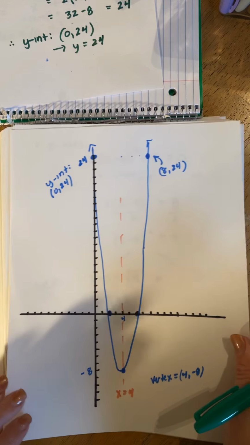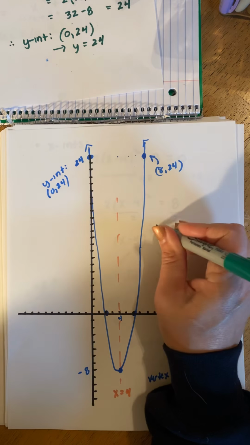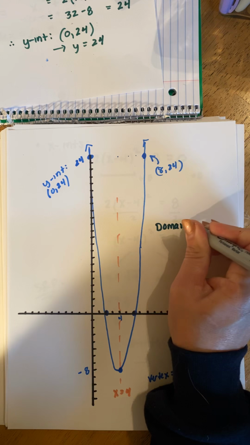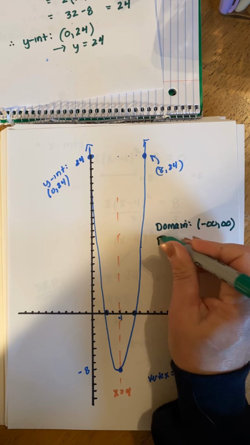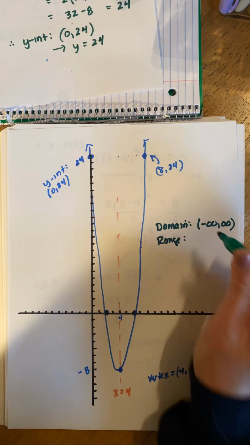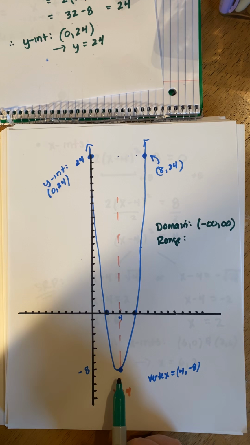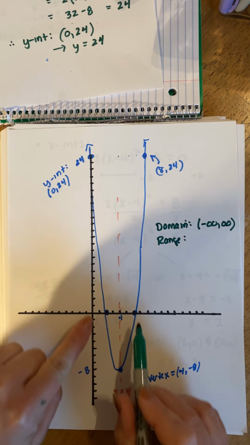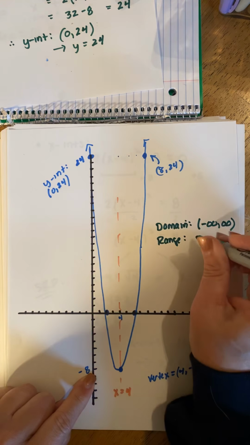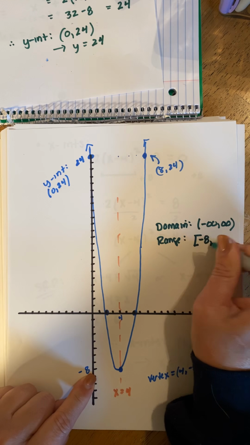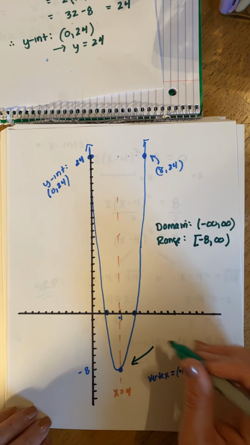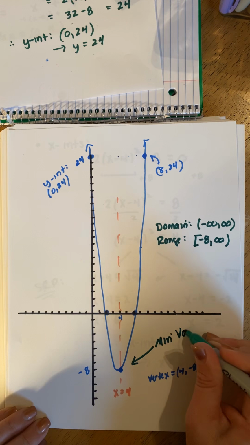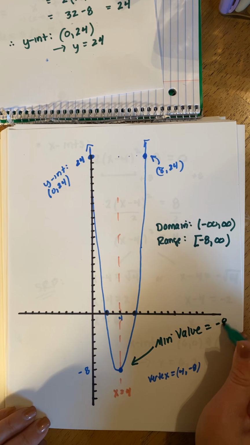All right, so now our last important features, our domain. The domain of all quadratic functions, unless otherwise stated, is negative infinity to infinity. The range always depends on the y-coordinate of the vertex. We can see that every point on this curve falls above -8, so all numbers above -8 are represented by -8 to infinity. Here we have a minimum value. Because it's an upside down parabola, it goes as low as -8.